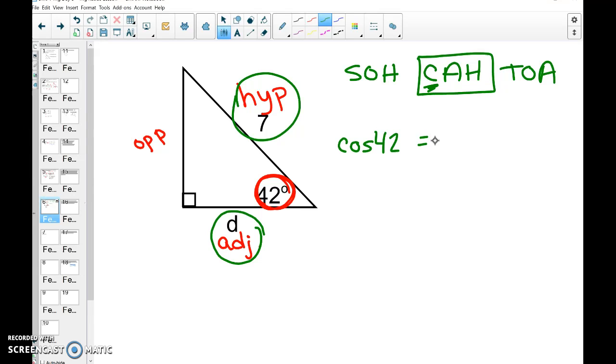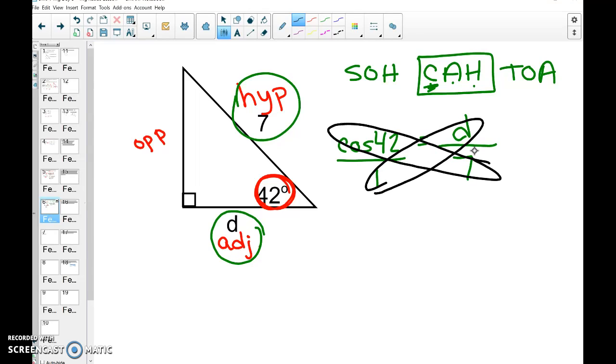And then I got to make sure I put them in order. It's SOHCAH, so C-A-H means I have to do adjacent over hypotenuse. So D goes on the top, 7 goes on the bottom. Okay. Same thing as the first one. Want to make a proportion, so put cosine 42 over 1, just like we do any number, and start cross multiplying. All right, so we have D times 1, which is just D, and we have 7 times cosine of 42.